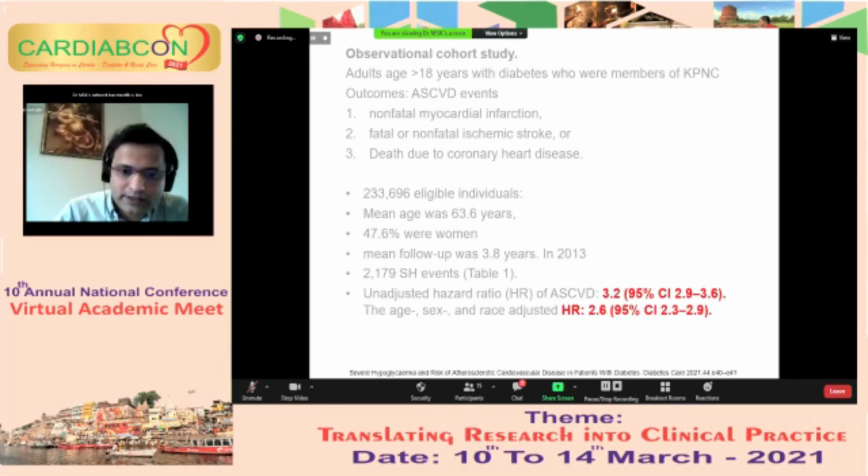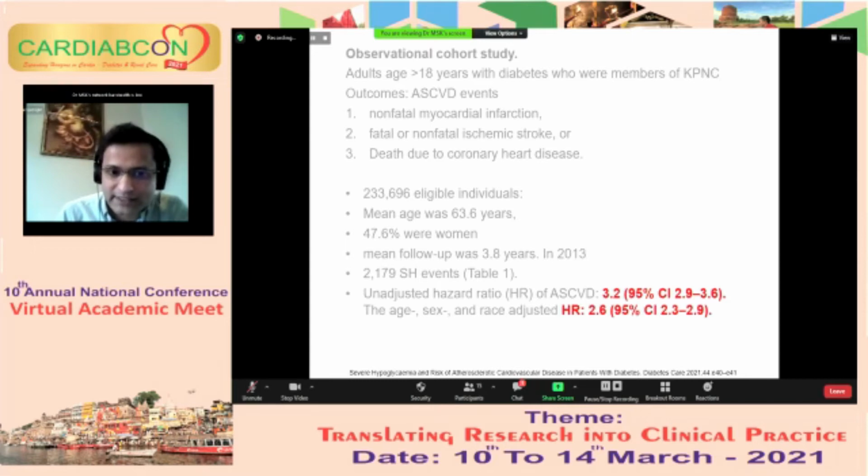So this is a more recent paper published in Diabetes Care in 2021, just this month actually, and where they look at the patients who are more than 18 years of age. These are the patients who were registered in California with a KPMC, and the outcome was studied in the form of atherosclerotic cardiovascular disease. They look at non-fatal MI, either fatal, non-fatal ischemic stroke, or death because of the cardiovascular disease. Again, it is quite a large study. Nearly 250,000 patients were studied. Mean age was about 63.6 years.